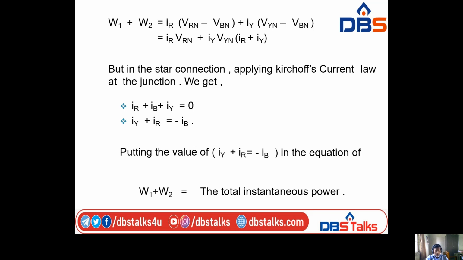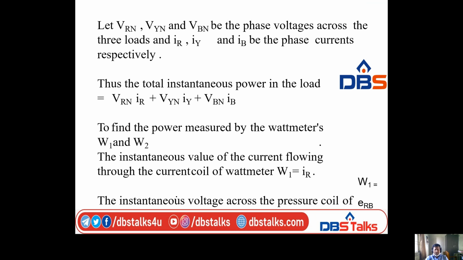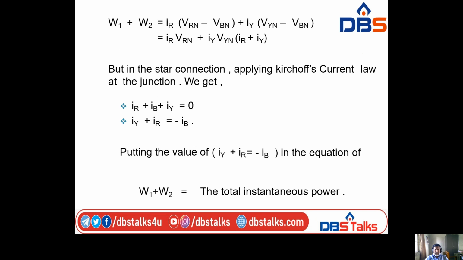Taking the first equation as equation 1, the total instantaneous power, and the last equation, W1 plus W2 equals VRN IR plus VYN IY plus VBN IB, both are identical. Therefore, the sum of the two wattmeter readings gives the total power. Actually, the power measured by each wattmeter varies from instant to instant, but the inertia of the moving system makes the pointer read the average power.